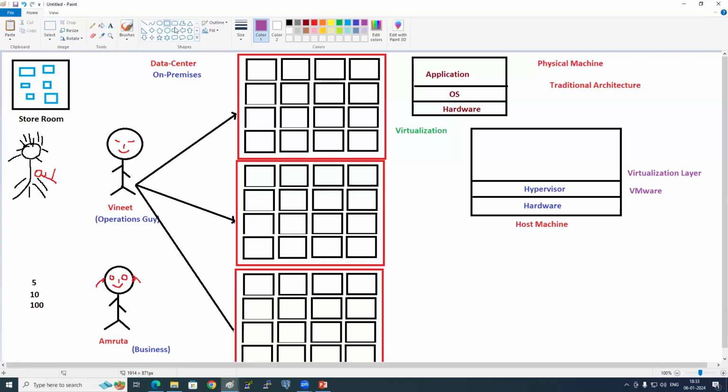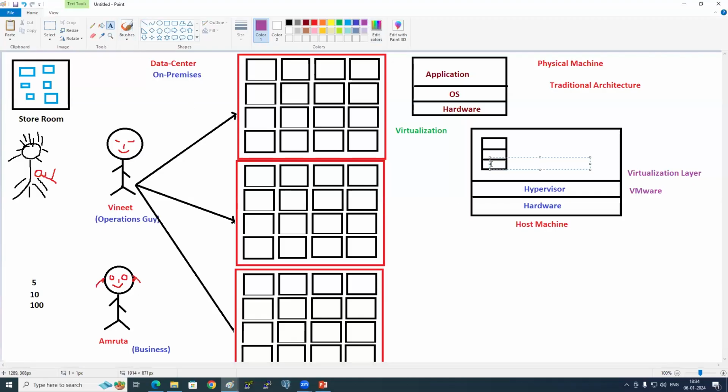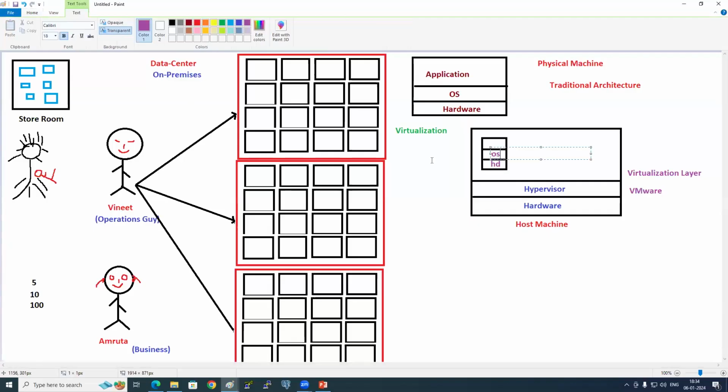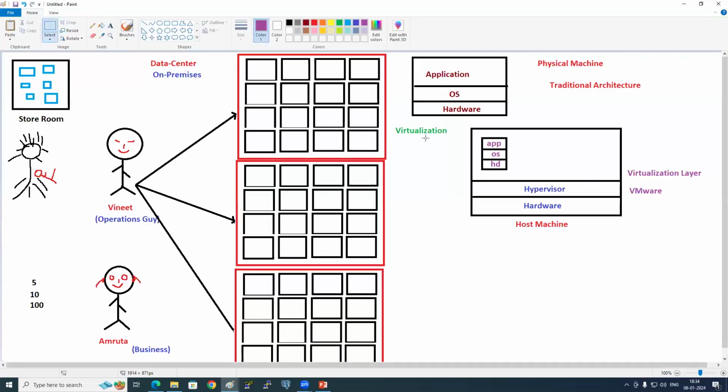On top of it, you can create virtual machines, not physical machines. This is what is called a virtual machine. And each virtual machine has its own hard disk, its own OS, and its own application. So after setting up your hypervisor virtualization layer, you can set up multiple virtual machines on a single physical machine.